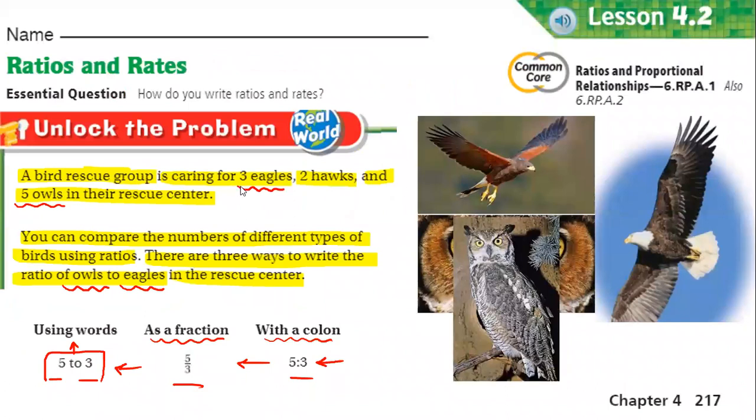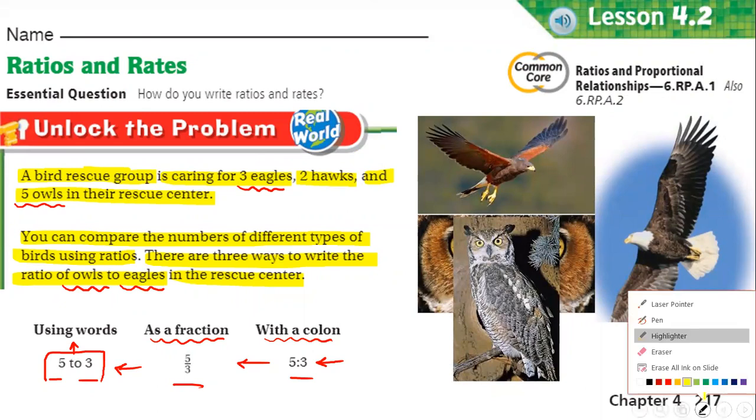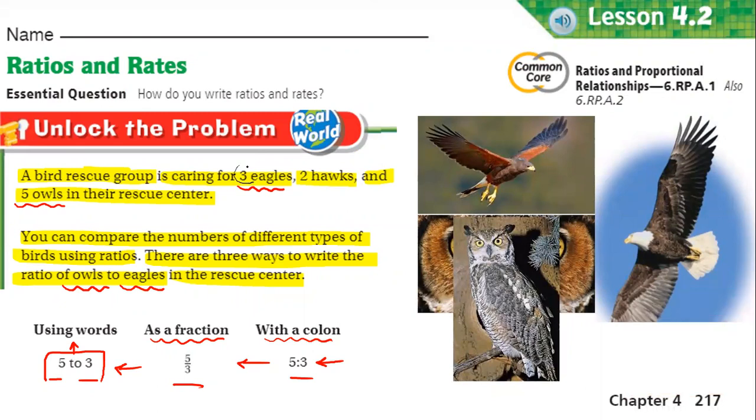Abdulaziz, do you see it? Yeah, what is it? 3 eagles, 2 hawks, and 5 owls. What is the total number of birds here? The total number. 10. Yes, you're right. 2 plus 3 plus 5.